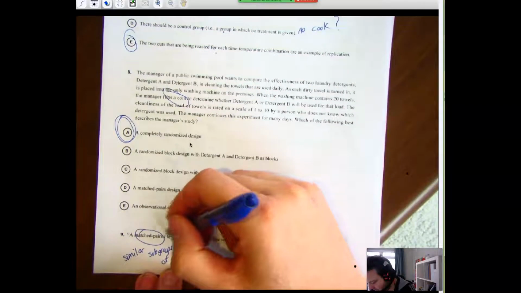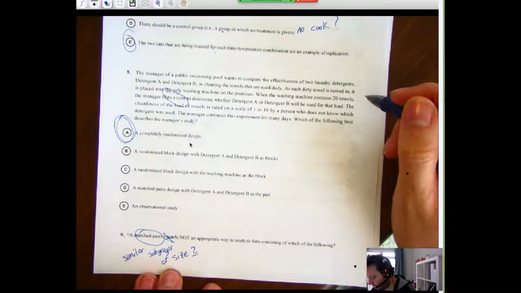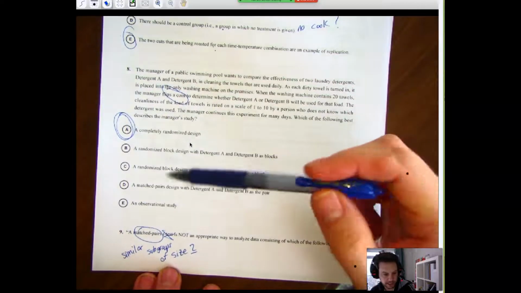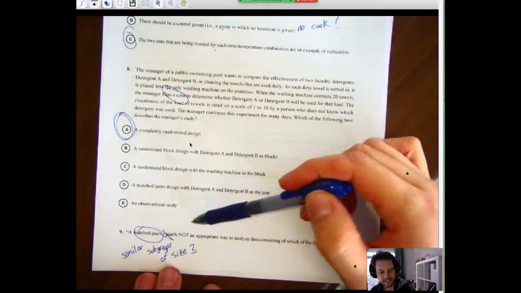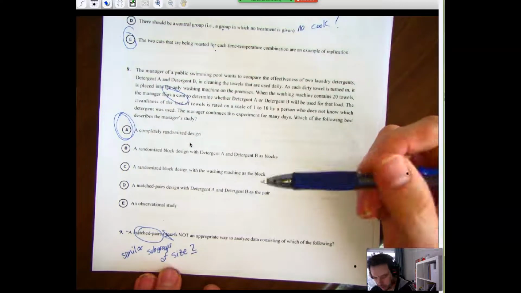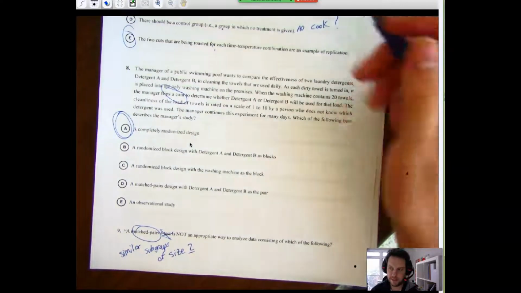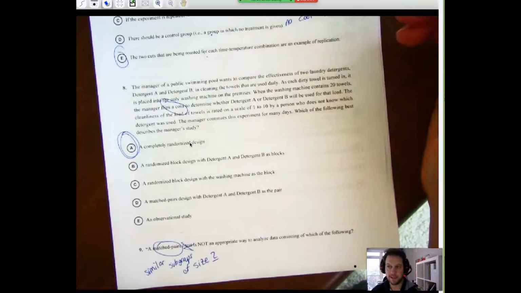So we haven't gotten into t-test yet, but basically for now you could just read this question as: matched pairs is not appropriate for which of the following. So matched pairs is a specific type of block where every block is size 2.